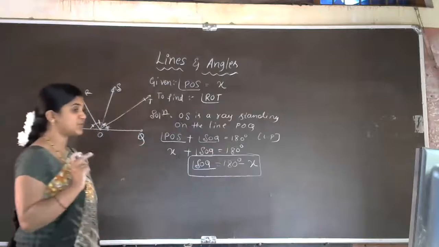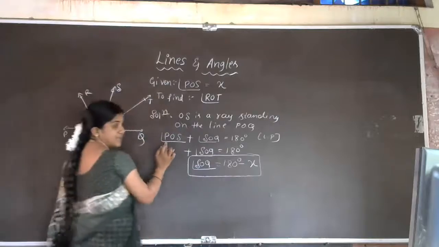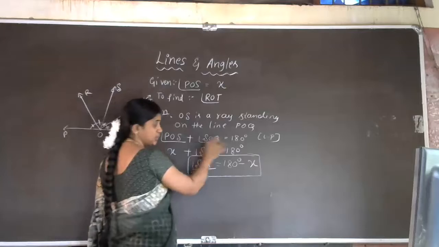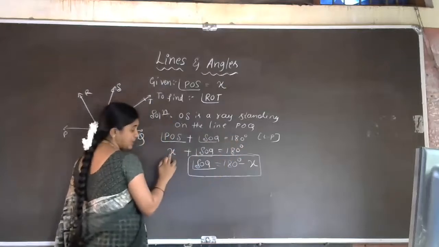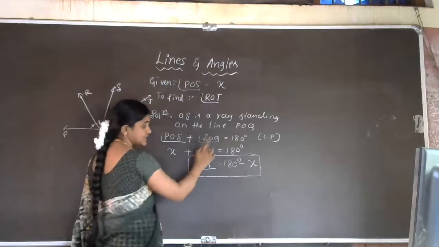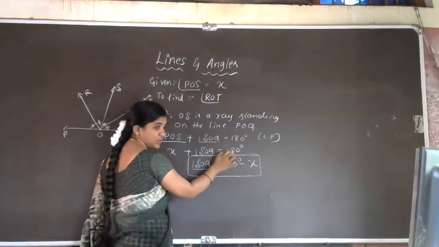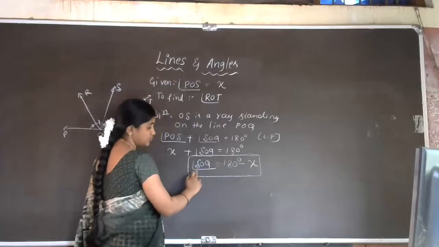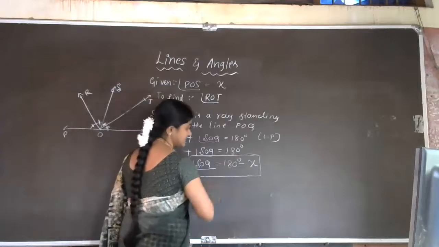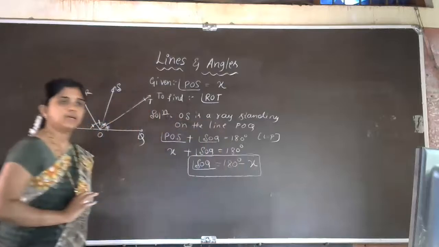How did you get SOQ is equal to 180 minus X? Angle POS plus angle SOQ is equal to 180 degrees. In the problem it is mentioned that POS is equal to X. So SOQ only is what remains, so SOQ is equal to 180 minus X. Keep it in the box. Is that clear?